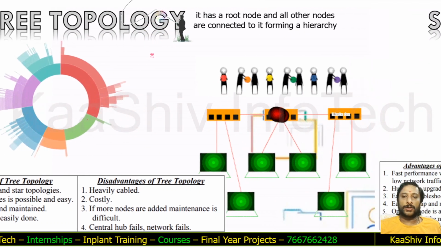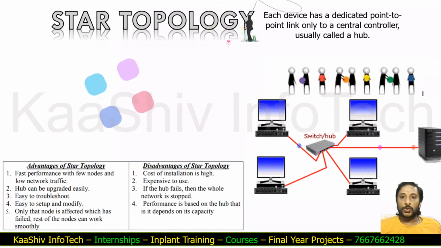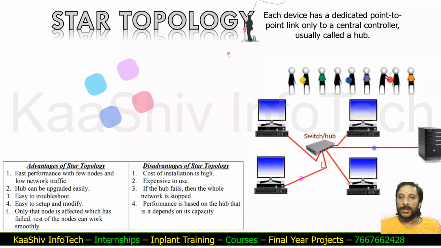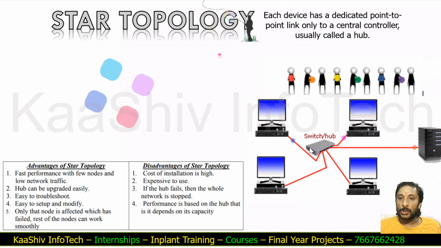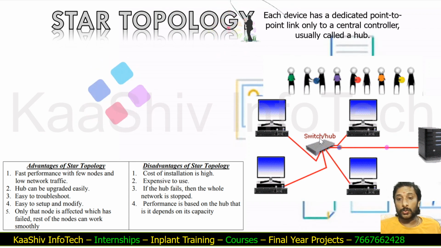Okay, so let's move on to the next one. And here is the star topology. Each device has a dedicated point-to-point link to the central controller, usually called a hub or a switch. So this is how the network is formed.